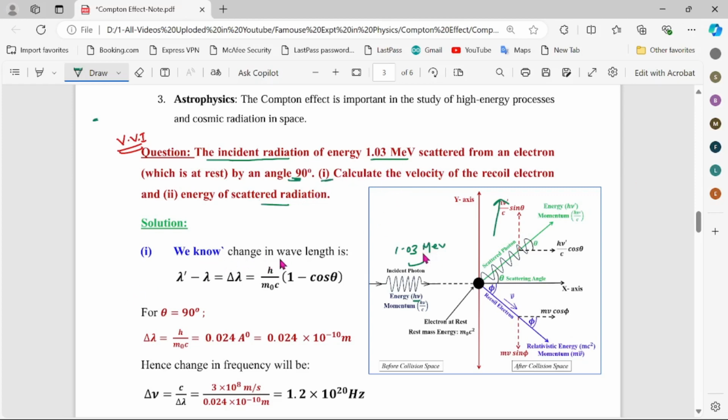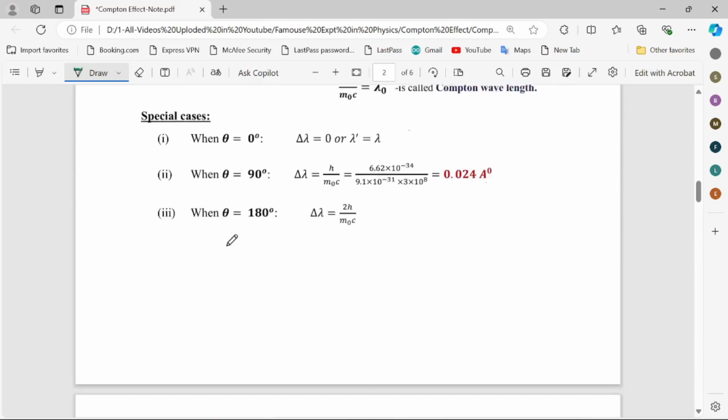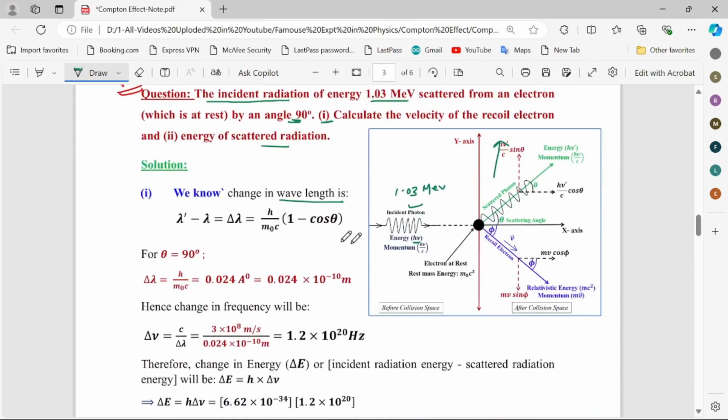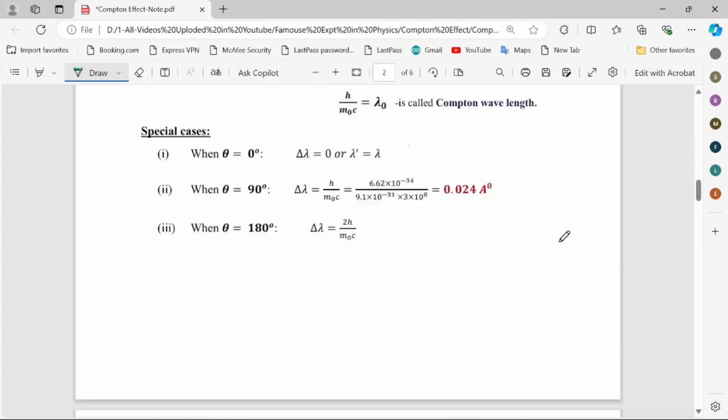We know the change in wavelength. The expression is del lambda, or lambda dash minus lambda of the scattered photon, equals h by m naught c into 1 minus cos theta. Here theta is given as 90 degrees, so cos theta is 0. So del lambda is h by m naught c, and this value is 0.024 angstrom.